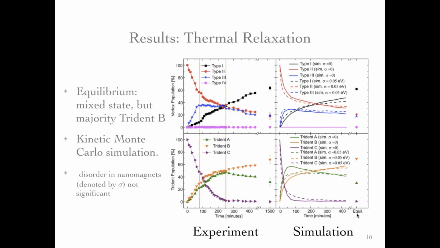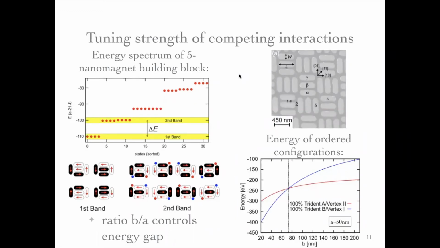These plots are shown on the right here, and we can see that we have a good agreement between the simulation and the experiment. We can tune the strength of the competing interactions in the system by changing the lattice parameters. In particular, we can vary B while keeping A constant. On the left here, we've drawn configurations which satisfy the vertex interactions, and on the right, we've drawn configurations which satisfy the trident interactions, and the energies of these building blocks are plotted above as the first band and the second band. The competition is maximized when this delta E is equal to 0.